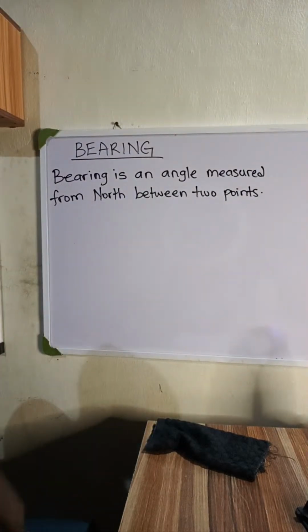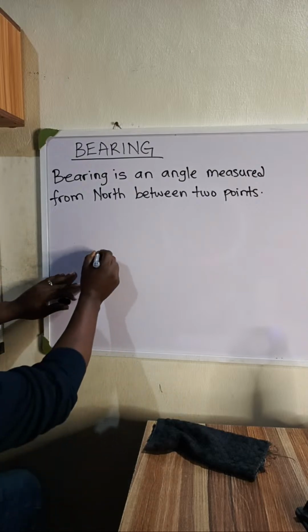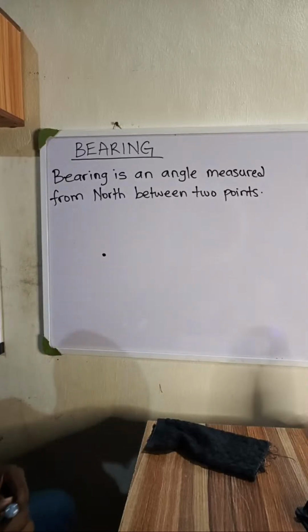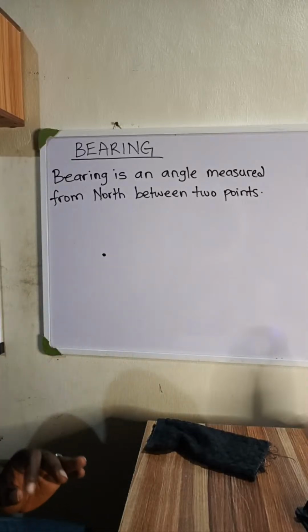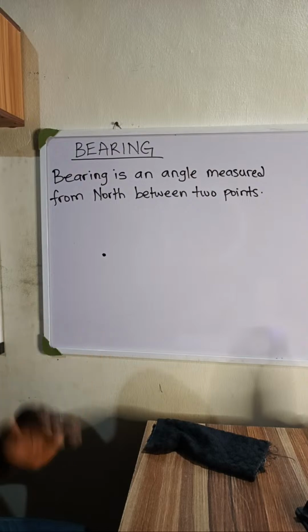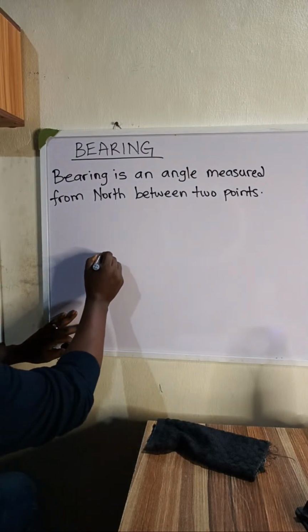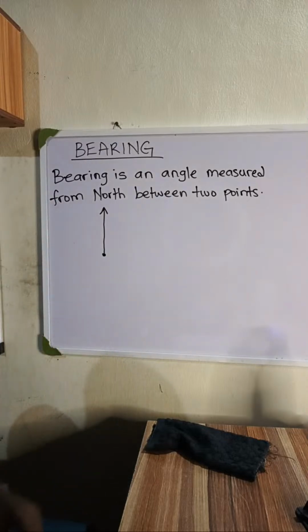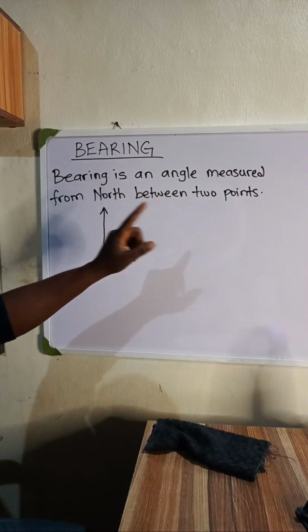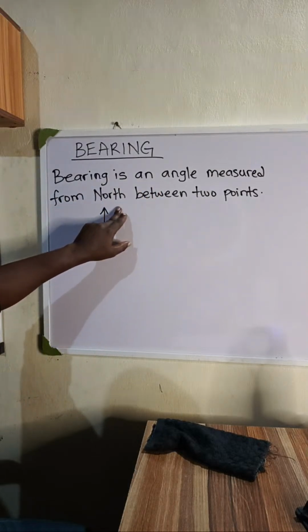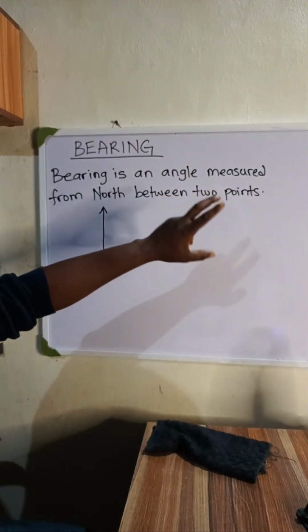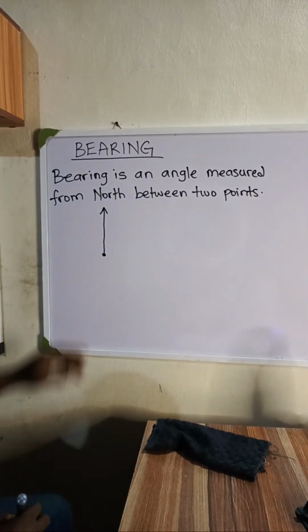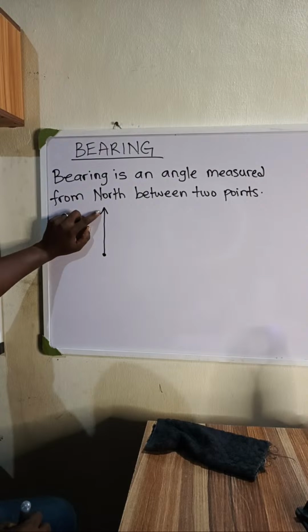So bearing is an angle measured from north between 2 points. So if I have a point here, the first thing I need to locate is the north direction. So north is upward. Bearing is an angle measured from north between 2 points. So the first thing you locate is your north direction.